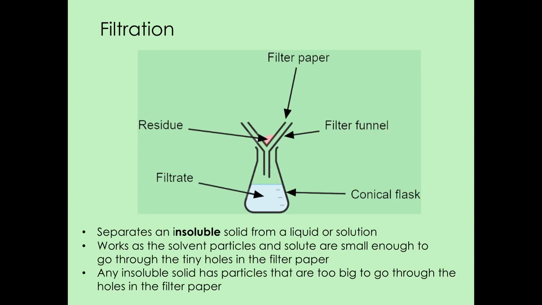It works because the filter paper has got very tiny holes in it, and the solvent particles and the solute that's dissolved are small enough to go through those tiny holes, because remember, when we looked at our diagram, the solutes in very tiny particles are spread out in between the solvent particles. So because they're very small particles, they're small enough to go through the tiny holes, and they can collect in the conical flask. However, any solid that's insoluble is going to be in larger particles, and those particles are too big to go through the holes in the filter paper, so they just collect in the filter paper.